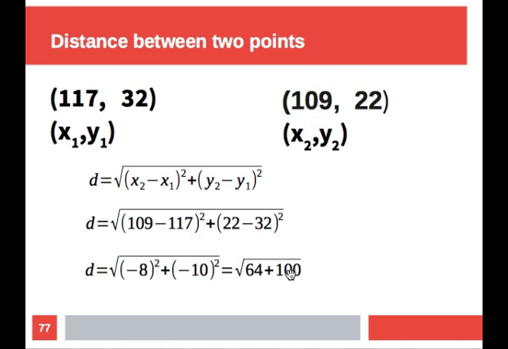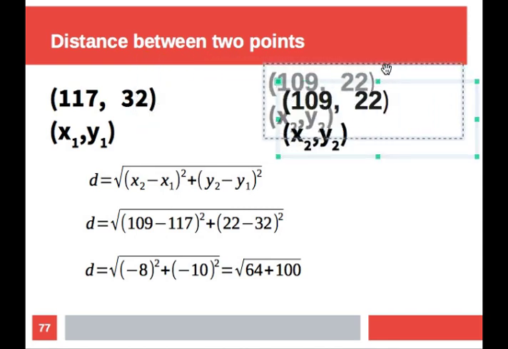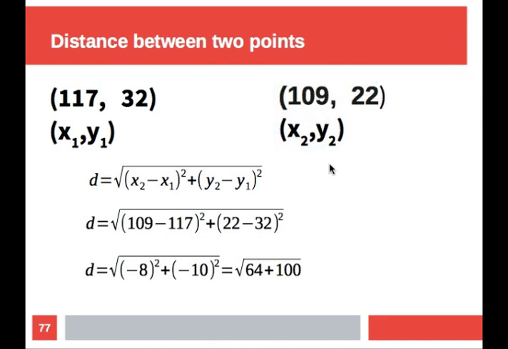Now, guys, this is what I wanted to show you. If I would have picked this one to be x1 and y1, if I would have done it backwards, if I would have set this one to be x1 and this is y1, this is x2 and this is y2, and I subtract this 117 minus 109, that would have been a positive 8. And if I would have done this 32 minus 22, instead of the order that I placed here, it would have been positive 10. But when you square them, you get the same result.